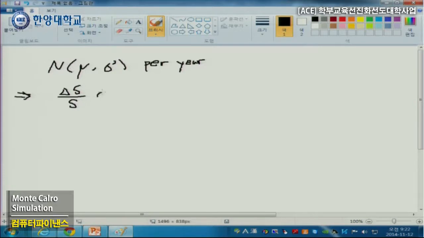Sigma squared is the expected stock variance for the next 1 year, which means that for the stock return, S is today's stock price, so delta S is the change of stock price. So this is the stock return, right? This stock return follows mu... Actually, we can change this to d. d is the change of stock price, so dt.